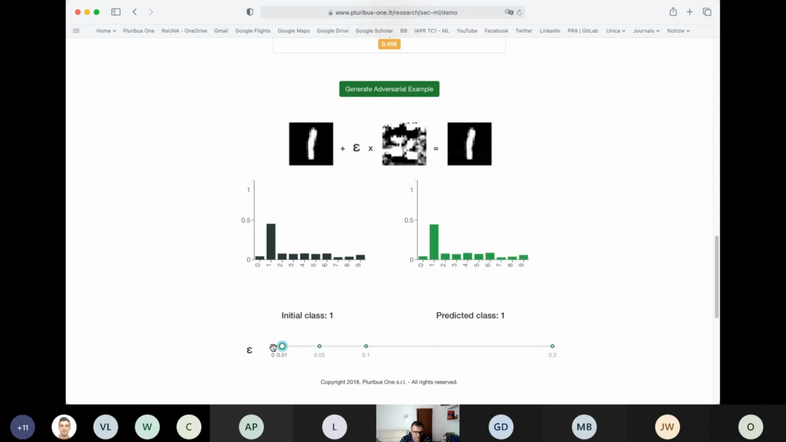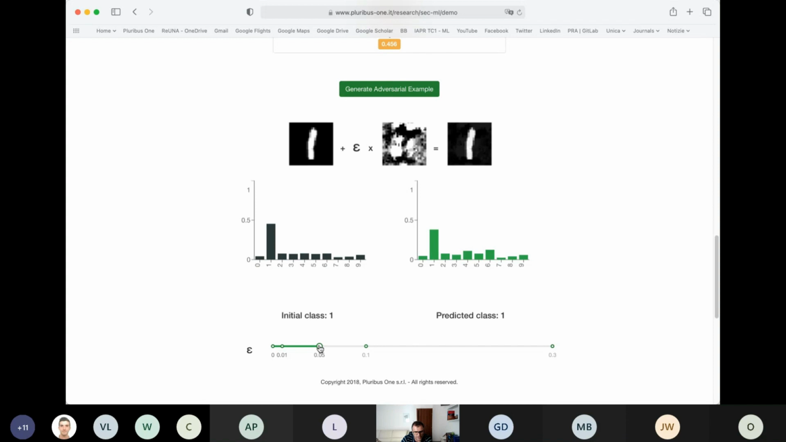So then you can increase it to 1%, for instance. And this is the perturbation magnified and then applied to the final sample after scaling it by epsilon. And what you see is that essentially nothing is really changing here because the perturbation is too small. So the score for class 1 in this case is 0.45, and it's basically the same here.